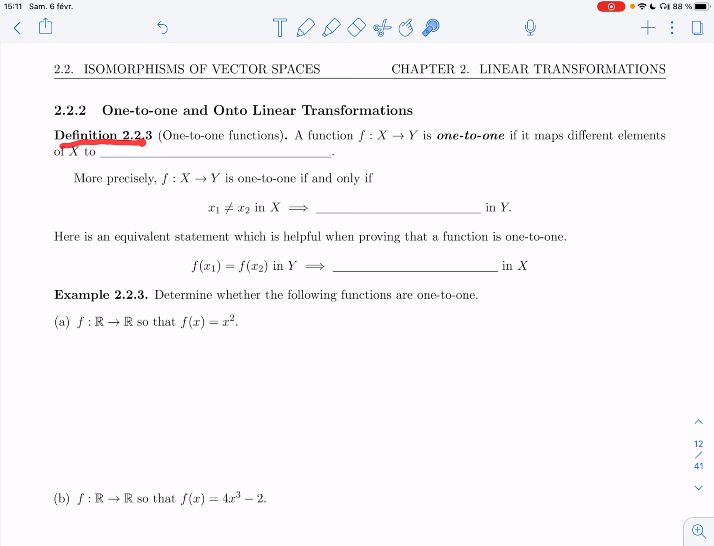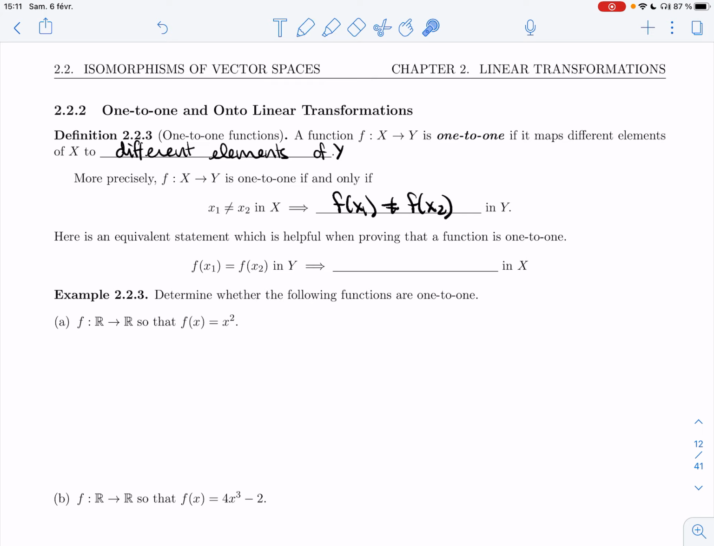So definition 2.2.3, a one-to-one function. A function is one-to-one if it maps different elements of x to different elements of y. So let me make this more precise. If I have a one-to-one function, that means that if I take two different elements of x, they're going to be mapped to different elements in y.